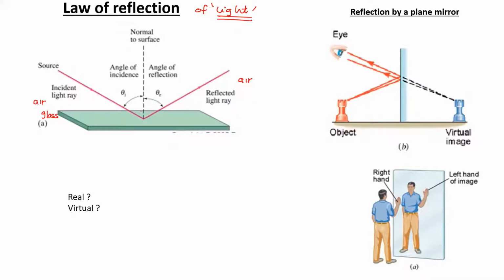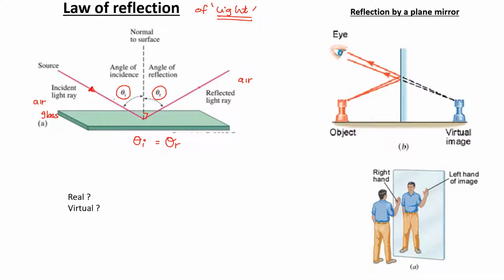For light, it is very interesting because the angle of incidence is equal to the angle of reflection. So theta I is equal to theta R. The other important thing is how we measure this angle. This angle is between the incident ray and the normal that you draw to this surface at the location it bounces off.